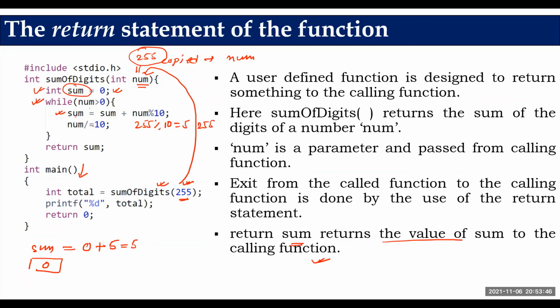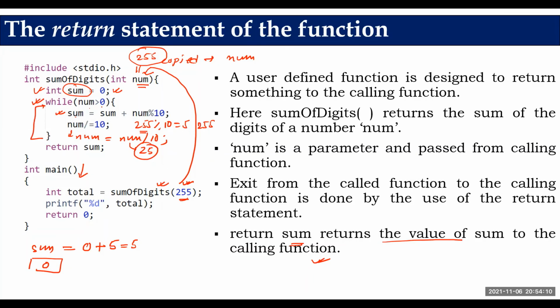Now num equal to num by 10. So this statement can be written as num equal to num by 10. This compound assignment operator, so num is further reduced by 10. So if I divide num by 10, 255 by 10, what is the value? The value becomes 25.